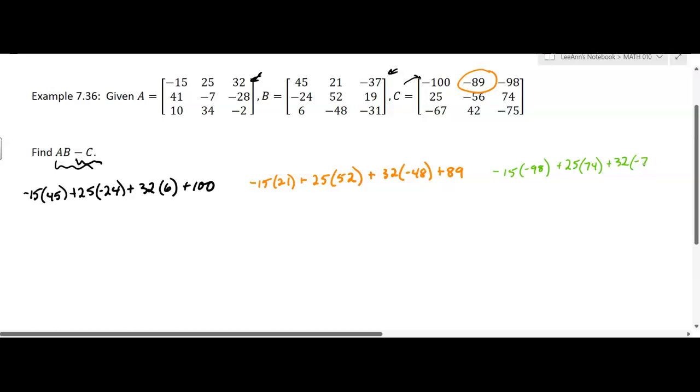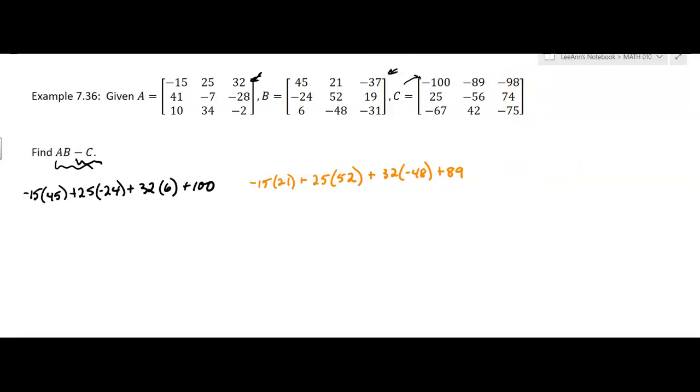Oh, I went to the wrong one, didn't I? Dang it. Well, mistakes happen, because I circled this over here. Okay, so let's go to B. You're all probably going, what in the heck? She went to the wrong matrix. Okay, so it's easy to get confused.